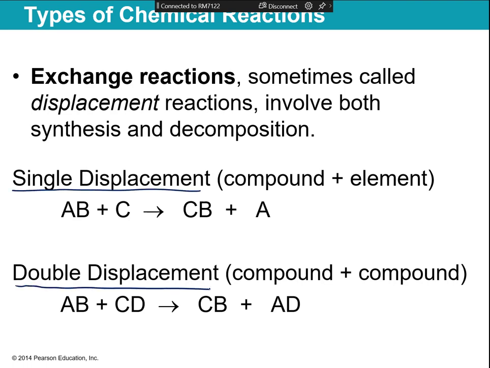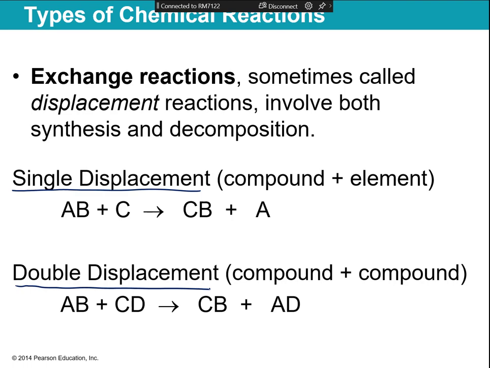A single displacement is really when you have a single swap that goes on. So in this one, if I have A and B, which would be a compound, and I have C, which would be an element, C swaps with A, and A is now all by itself. So I have this one single swap that occurs. That's why they call it a single displacement.